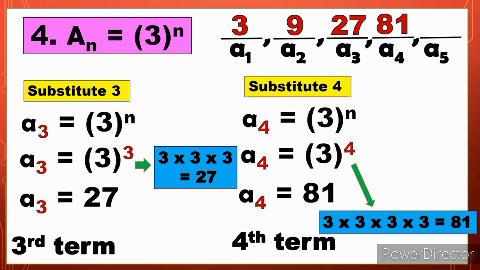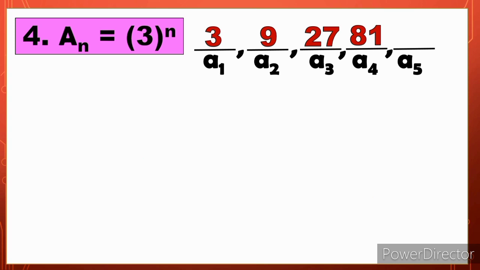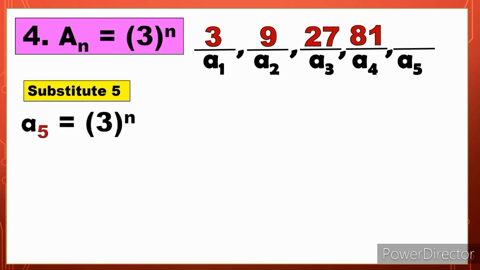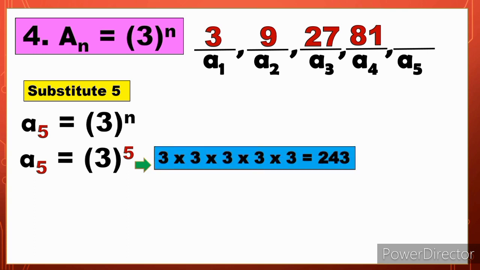Okay, next, to find the a sub 5 or the fifth term, we substitute 5. So, now it becomes a sub 5 equals 3 raised to n. So, papalitan natin yung n ng 5. So, it becomes a sub 5 equals 3 raised to 5. So, 3 raised to 5 means limang beses nating ita-times ang 3. So, 3 times 3 times 3 times 3 times 3. And the answer is 243.